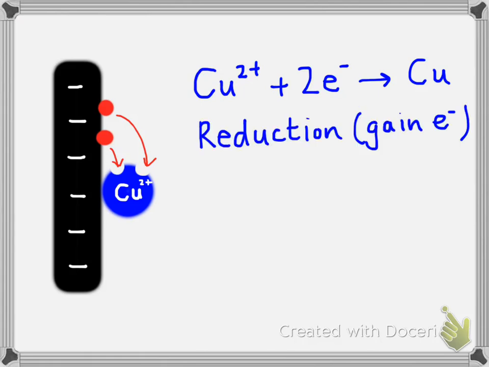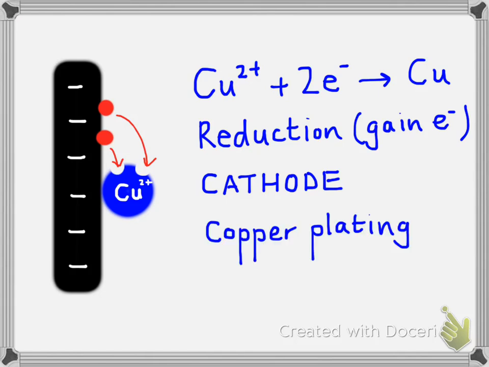You'll remember that reduction is defined as the gain of electrons. So you can clearly see that the Cu2+ ion is being reduced because it's gaining electrons. The cathode is defined as the electrode at which reduction takes place. So the negative electrode would be the cathode. Over time, we would have more and more of these copper atoms being formed at the electrode, and slowly that electrode would become copper plated.